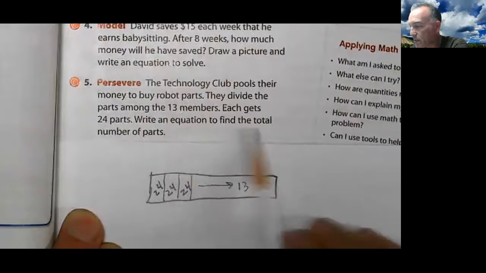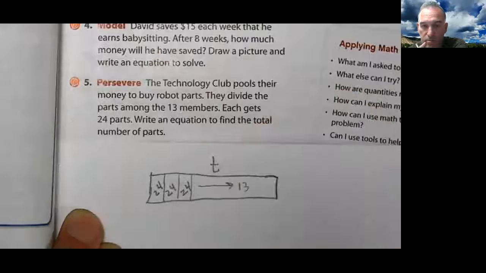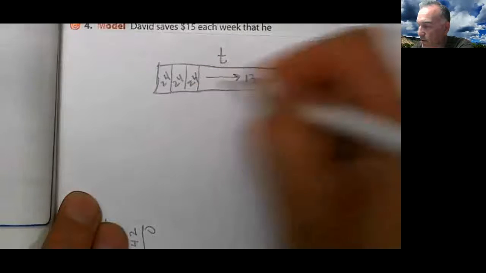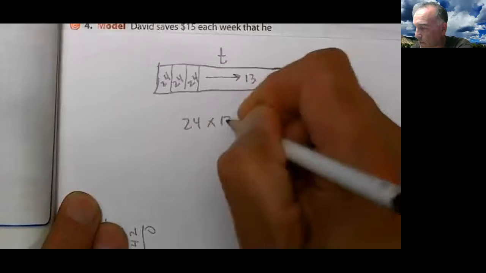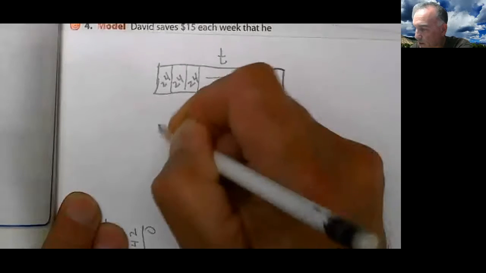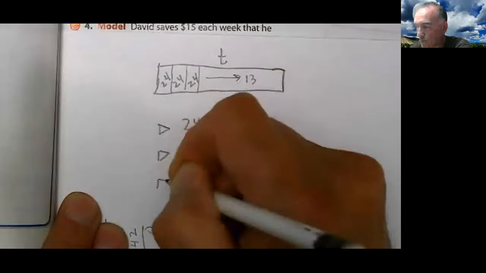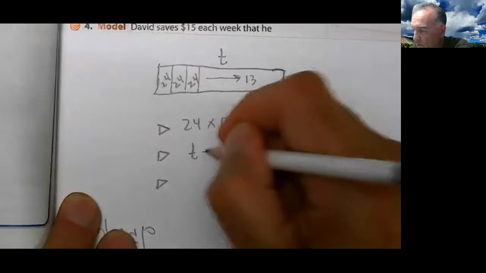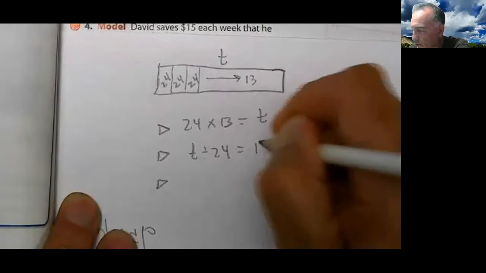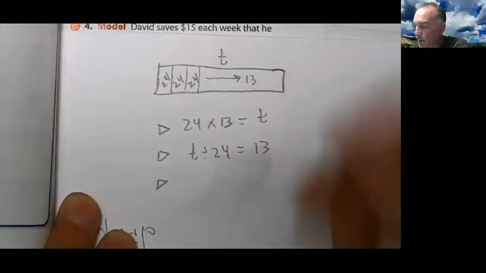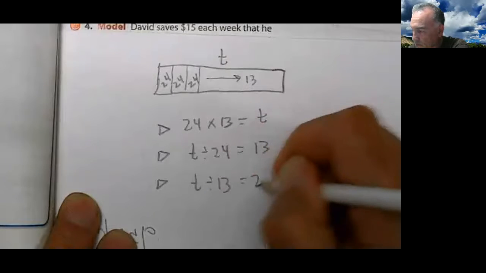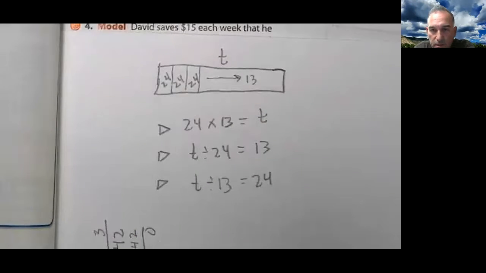And it says, find the total. So the total is unknown. Ready? I'm going to slide this up. You could do 24 times 13 equals the total. There's one way. Another way, T divided by 24 equals 13. How about T divided by 13? Any of those ways would help you solve that problem.